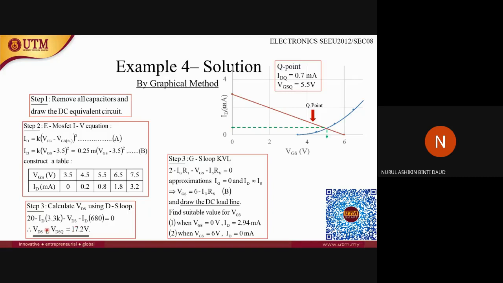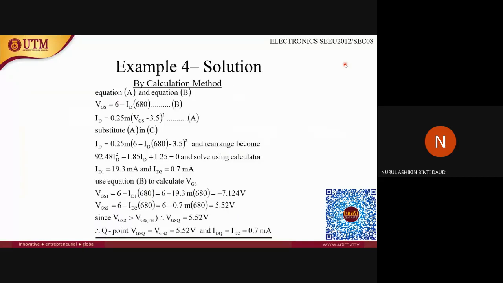So you will get the value, since the ID is calculated just now. You can find from the graph the value of VDSQ, which is around 70.2 volts. So now you already solved the question using the graphical method. Let's look at how to solve the same question using the calculation method.